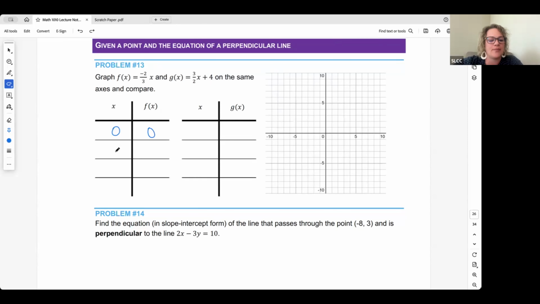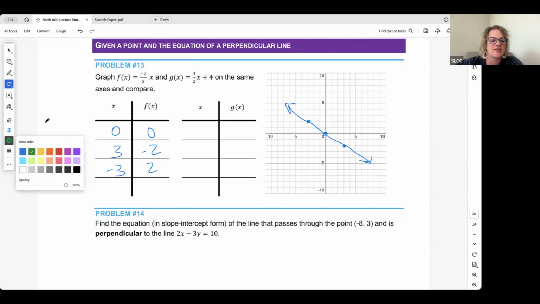How about 3? If I plug in 3, 3 divided by 3, and I get negative 2. I could also plug in negative 3, and the 3's would divide, and I would get positive 2. All right, let's graph f of x. So 0, 0, and then 3, negative 2, and then negative 3, 2. There's your line of f of x.